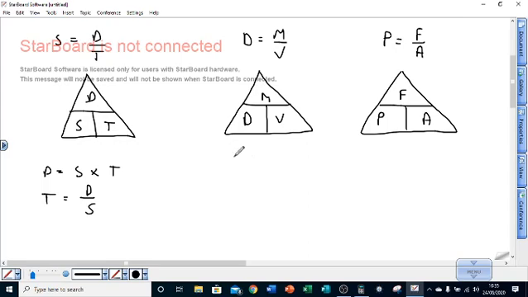Okay, and they all work similar to that. So for instance, mass, I could cover up, is equal to density times volume, and volume could be found out by doing mass divided by density. And finally, if you want to find out force, because they're on the same level, you would do pressure times area. And if you wanted area and you've got a force, you would divide it by its pressure to work out what the area is.